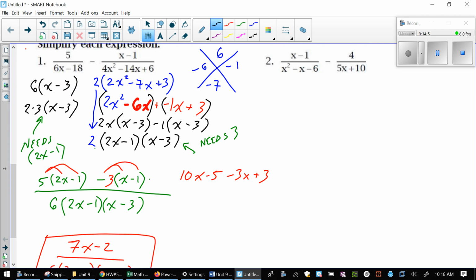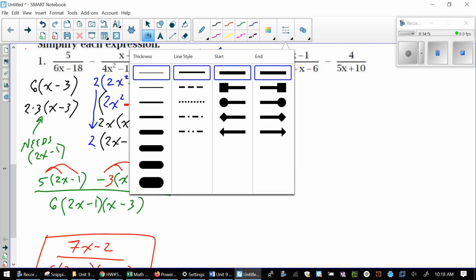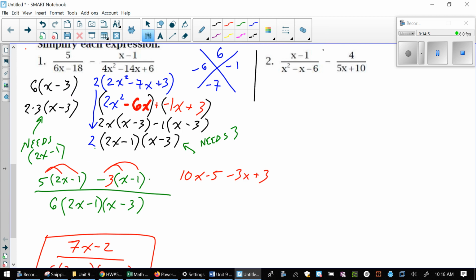I'm going to look at those two, and what I like about this is that I can factor quickly with my big X. I have -6 on the top, -1 on the bottom.